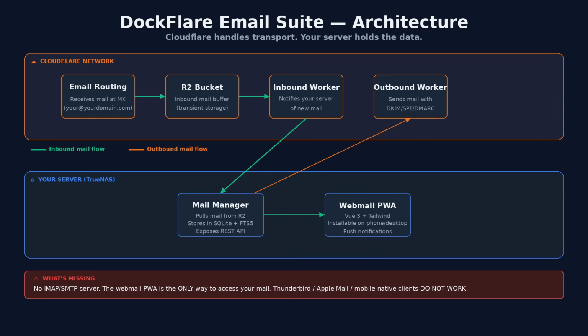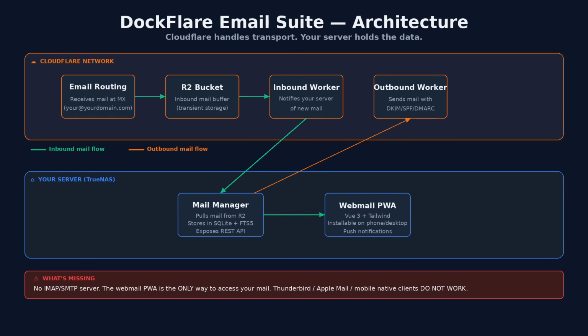For inbound mail, which are the green arrows, Cloudflare's email routing service receives mail at your domain's MX record. The inbound worker drops the message into an R2 bucket. R2 is just a transit buffer. The message doesn't actually sit there long. The worker pings DockFlare's mail manager on your server, which then pulls the message out of R2 and stores it locally in a database with full text search indexing. Any attachments go to an attached Docker volume. From there, the webmail PWA, which is basically just a Vue 3 app, reads the local API and shows you your mail. For outbound, which is the orange arrow, you compose in the webmail client.